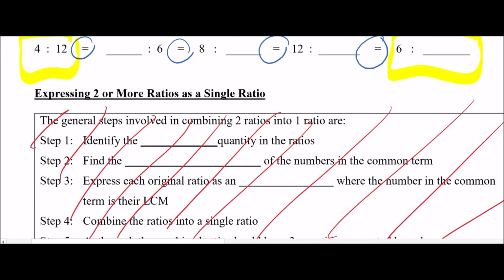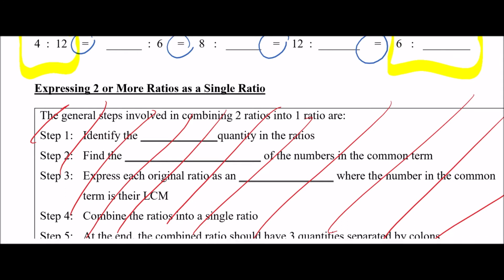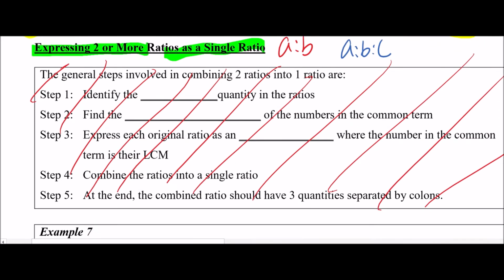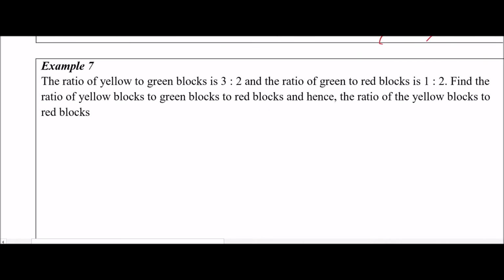Moving on. Remember we said that with ratios, usually we deal with two different quantities, A is to B. Sometimes we deal with three quantities, A is to B is to C, so we are comparing three quantities. For our level, at most three quantities. In this part of the lesson, we are expressing two or three ratios as a single ratio. If you don't understand what this is about, let's look at an example.